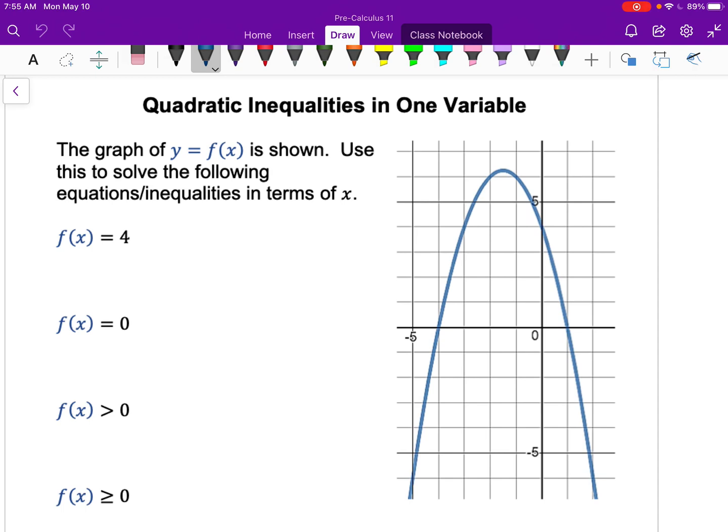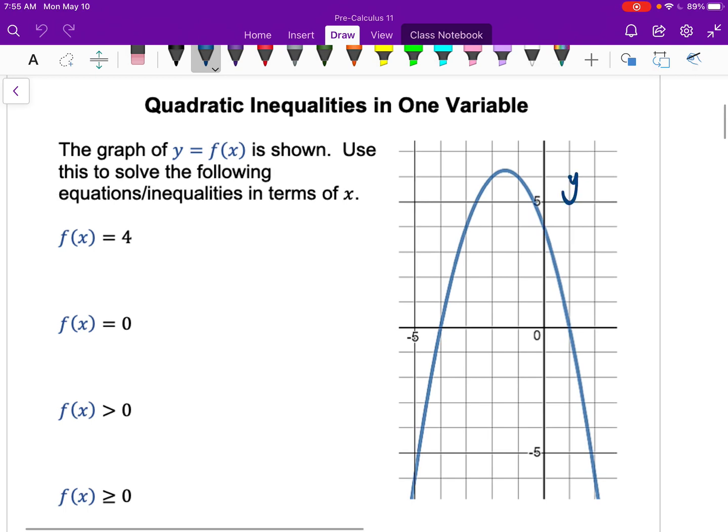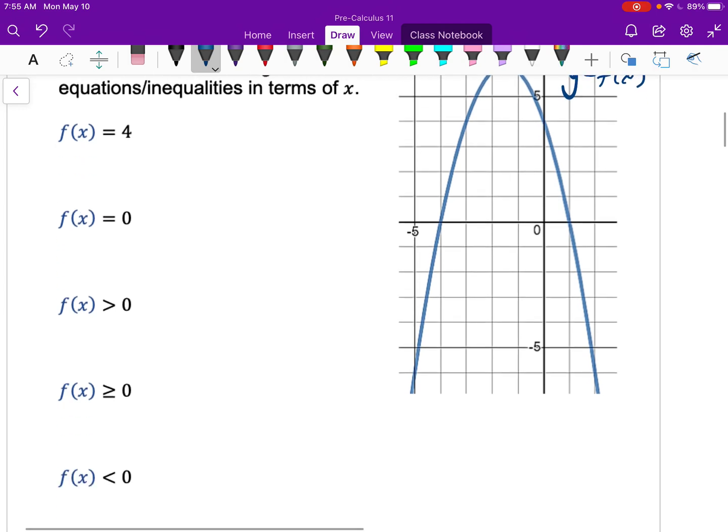So what I have here is a quadratic function, and I've called it f of x. Okay, so I want to use this graph of y equals f of x to answer these. And if you look at these questions here, the first two are equations, the following three are inequalities. All right, so let's look at the equations first.